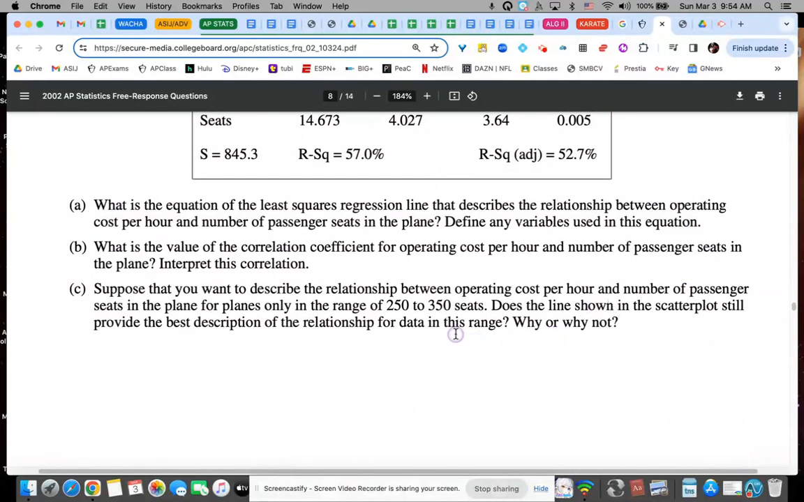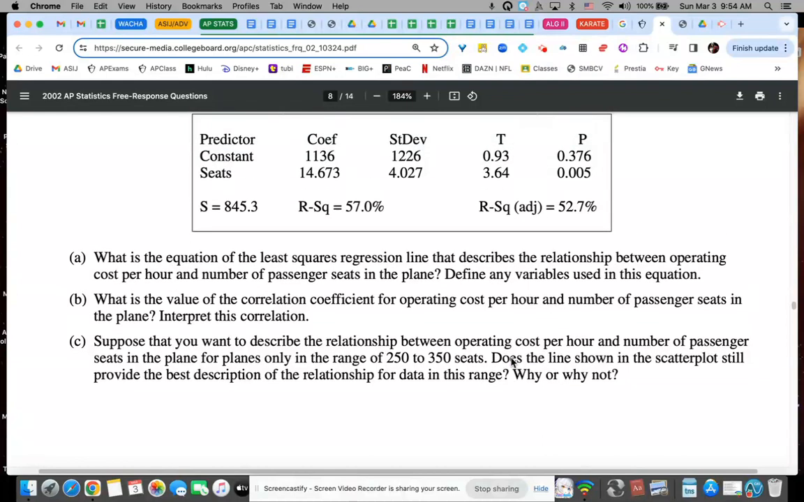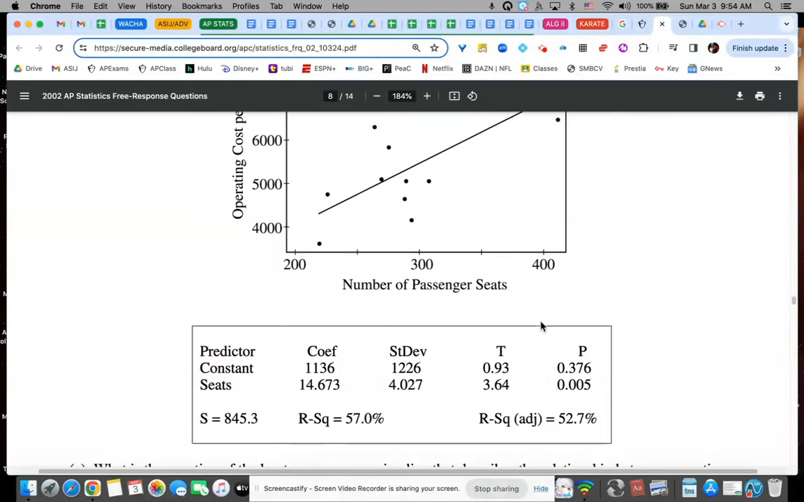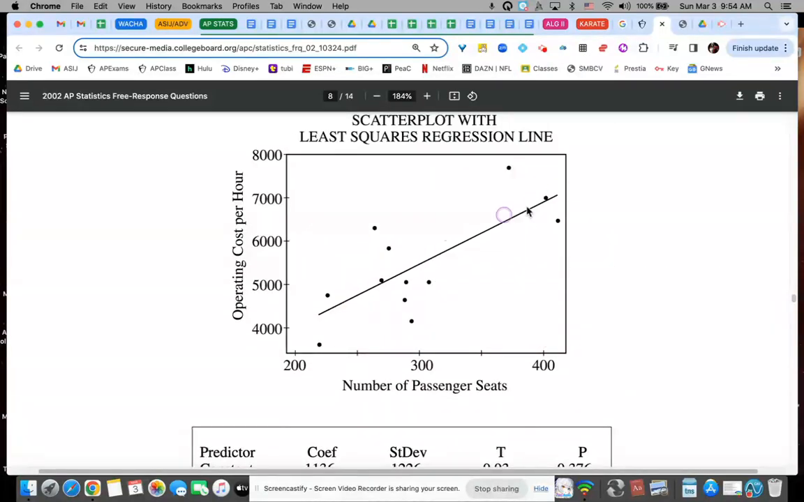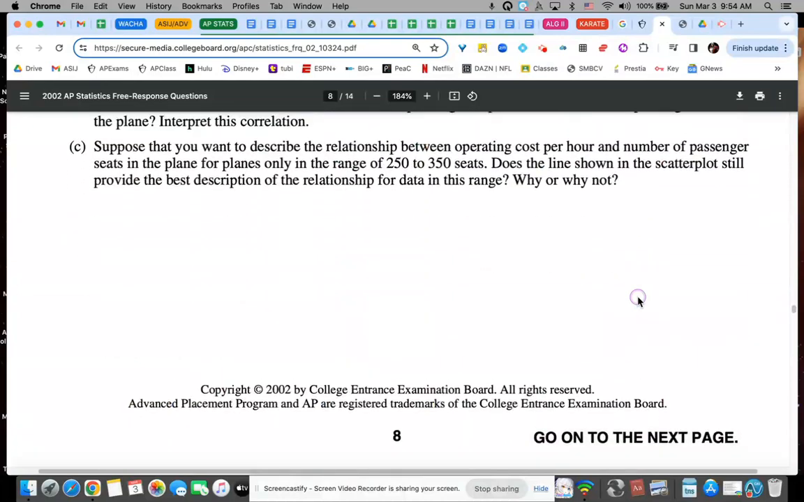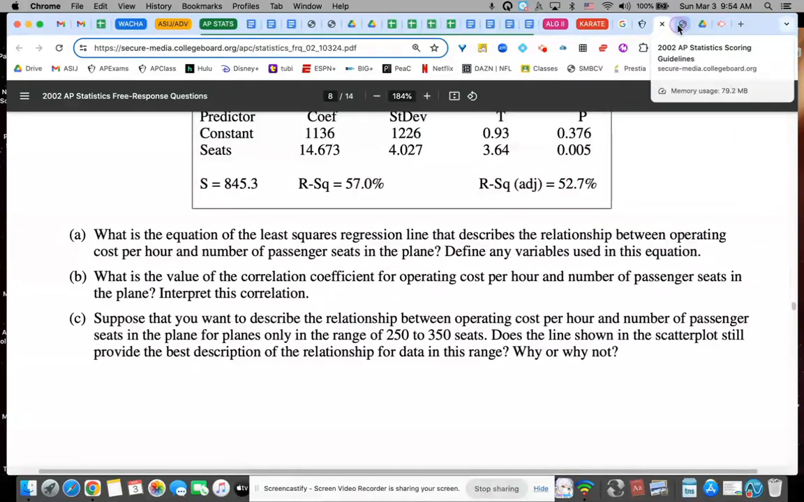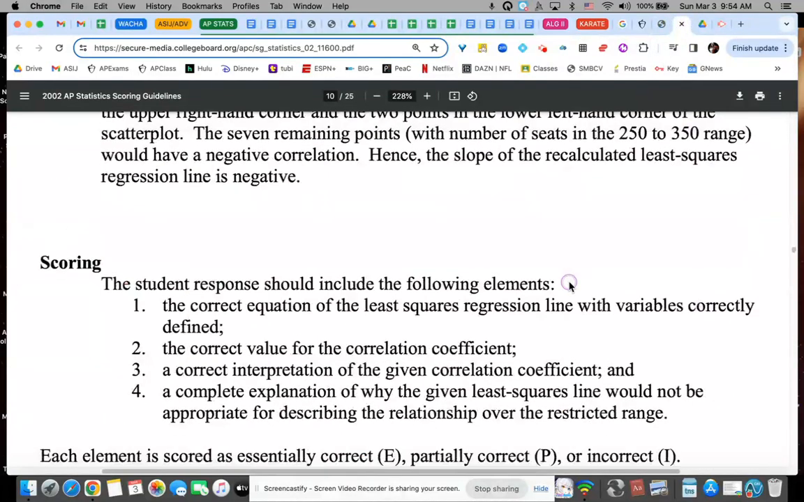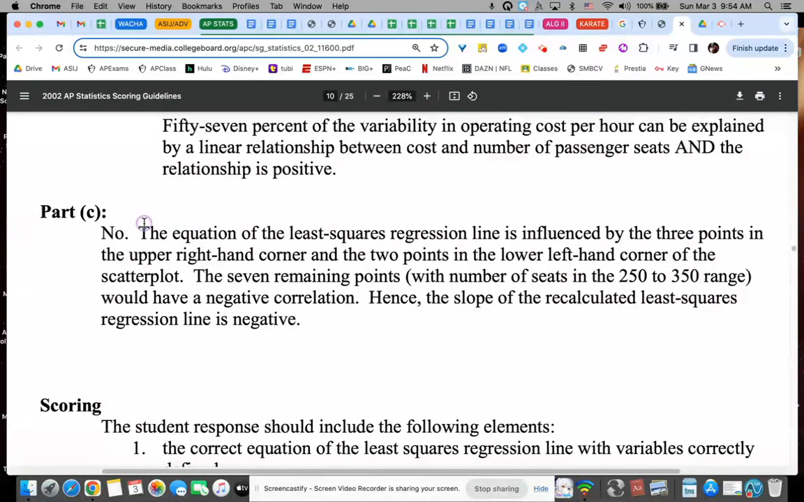All right, so does the line shown in the scatter plot still provide the best description? Well, no, we need a new model for just that data set. We're going to have a negative association to begin with, and the one they gave us that goes this way just really doesn't represent that data. And so that's what you want to talk about. Let's see what they wrote. Whoop, too far. Make sure you say no.